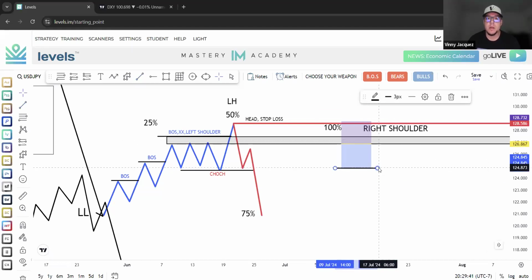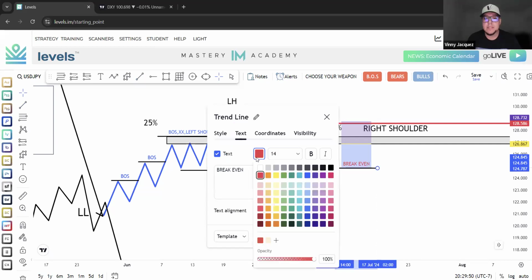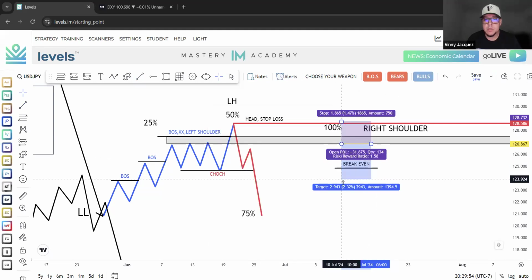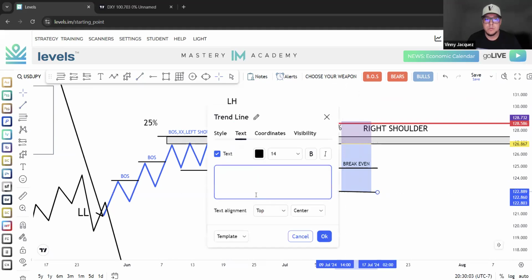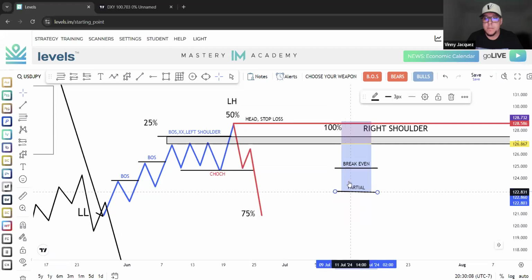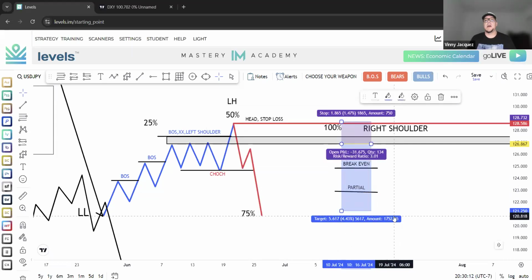So this is a 1-to-1 right now. So this is a break even, right? Where your line says break even, guys, break even. Stay disciplined. Where it says 1 to 2, this is your partial line. Take partials, right? That's your partial area. Now you're 1 to 3, boom, you're out of the trade.